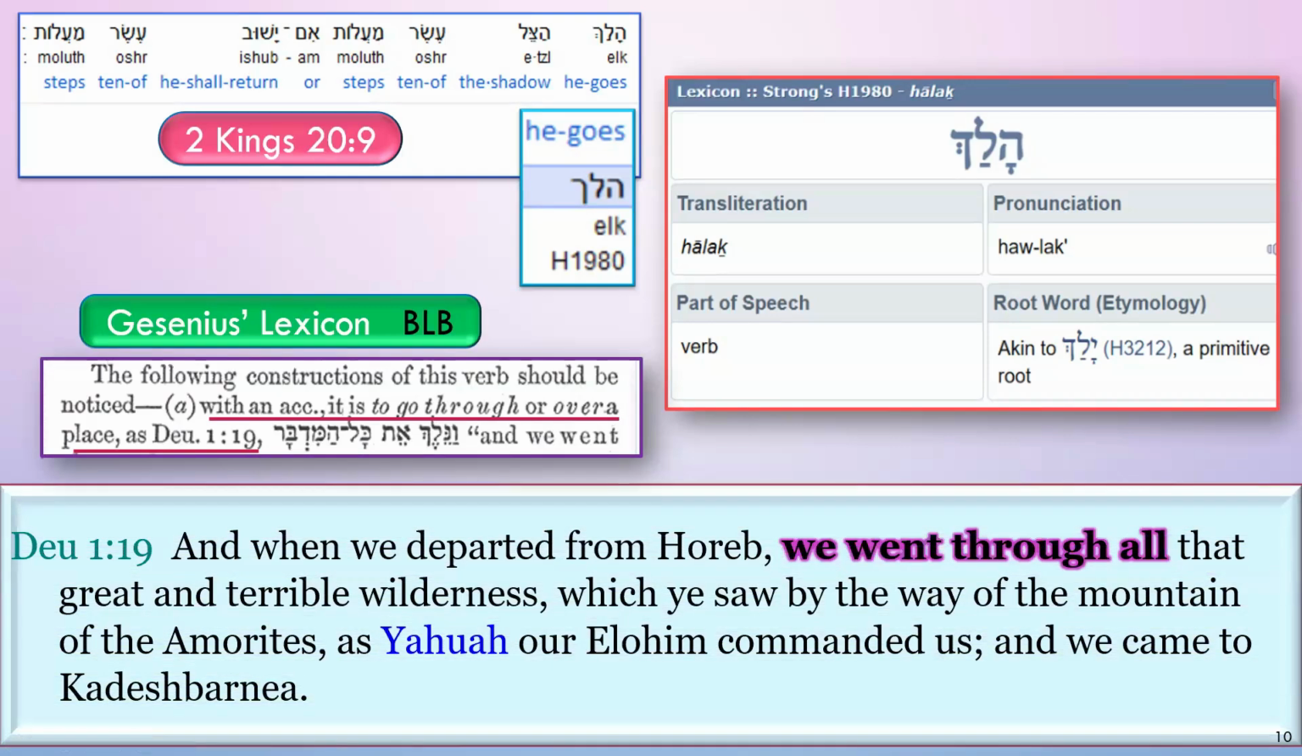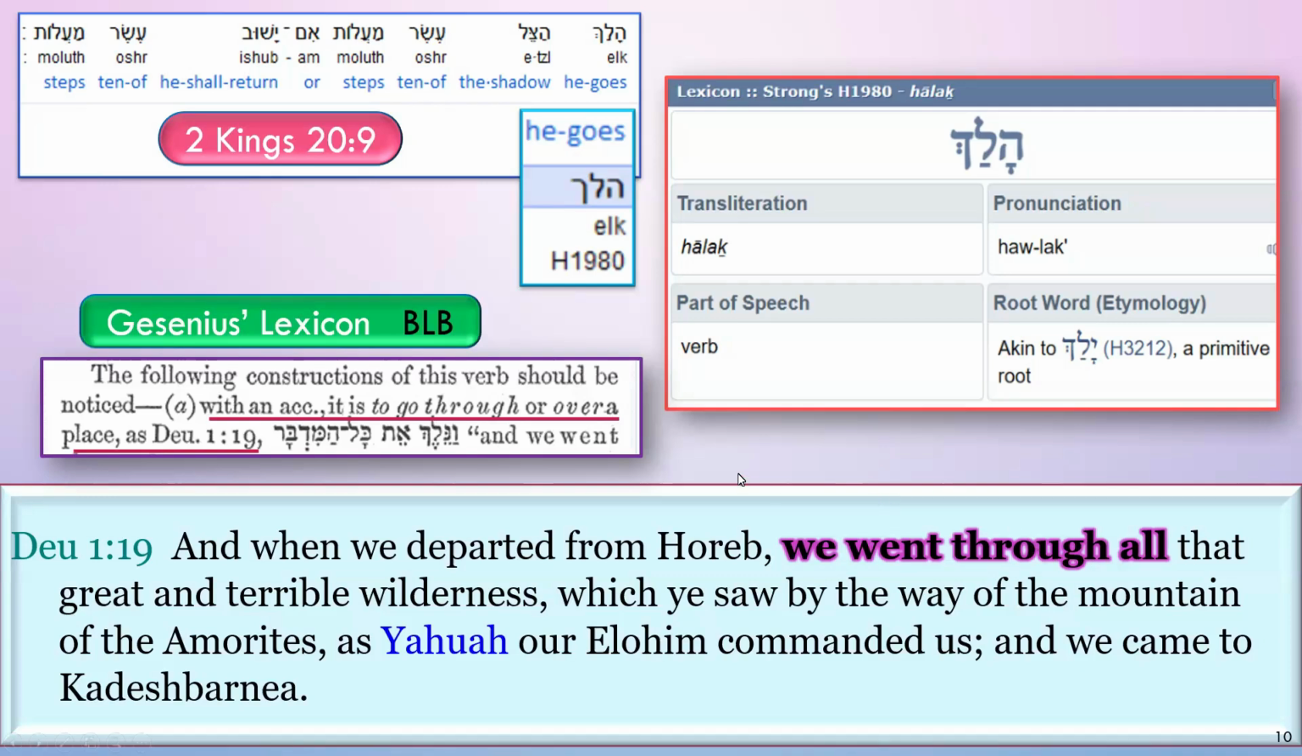Deuteronomy 1:19. And when we departed from Horeb, we went through all that great and terrible wilderness, which ye saw by the way of the mountain of the Amorites, as Yahuwah our Elohim commanded us. And we came to Kadesh Barnea. What I want you to see is this word translated to English. We went through all. So it's covering quite a place. It's got full coverage, if you will.